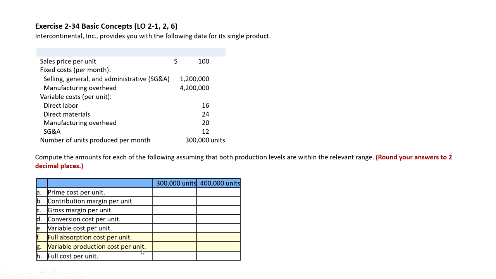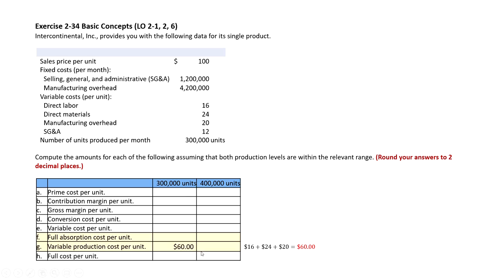For the variable production costs per unit, production costs are going to include direct labor, direct material, and manufacturing overhead. Since we only want the variable portion, we're only going to include direct labor, direct materials, and the variable portion of manufacturing overhead. So that's going to be 16 plus 24 plus 20, which is $60, again, at the original production level of 300,000 units.